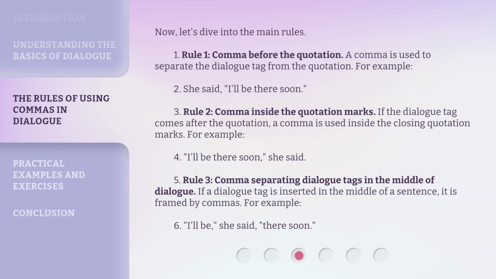Now, let's dive into the main rules. Rule 1. Comma before the quotation. A comma is used to separate the dialogue tag from the quotation. For example, She said, "I'll be there soon."